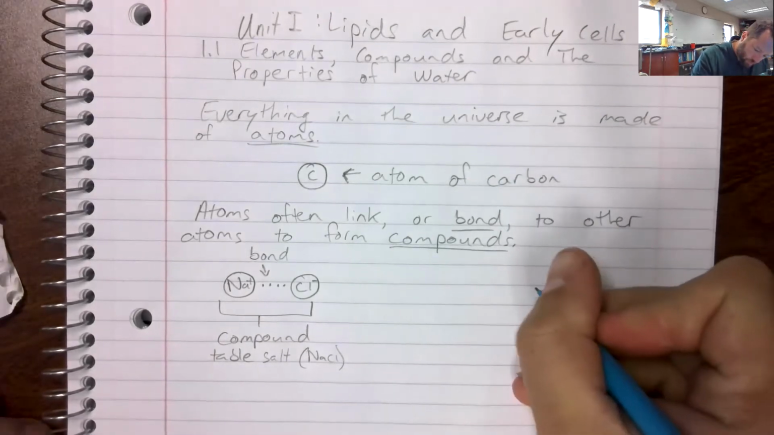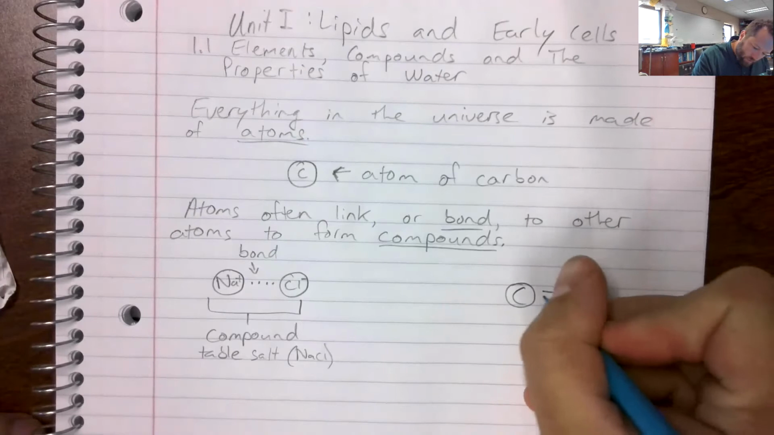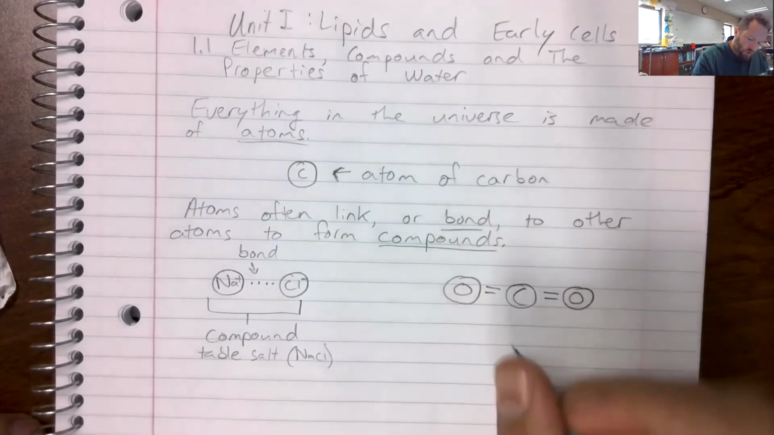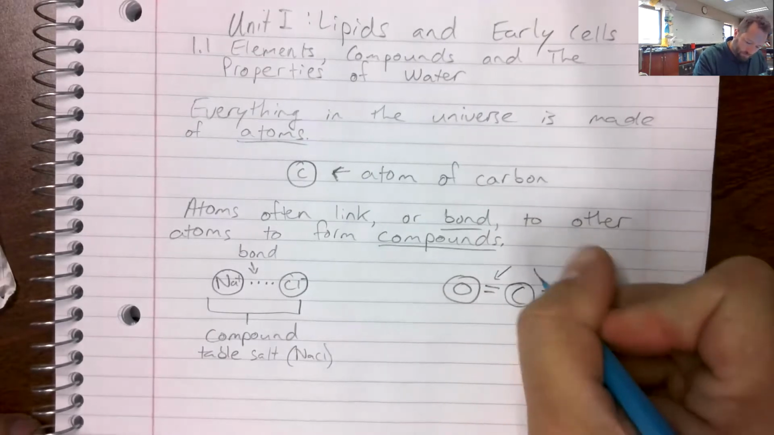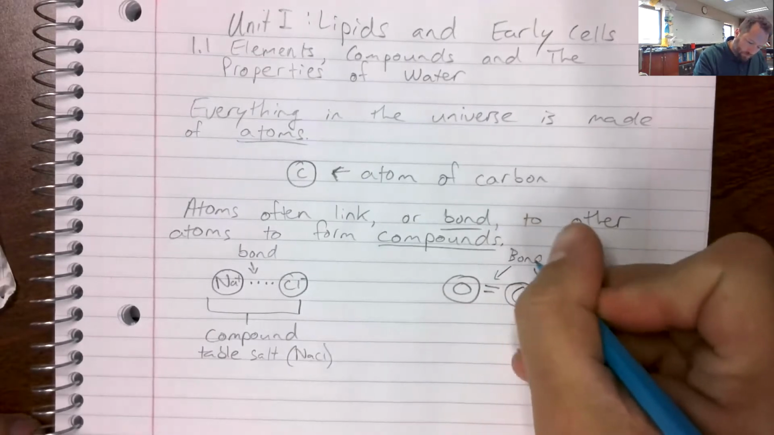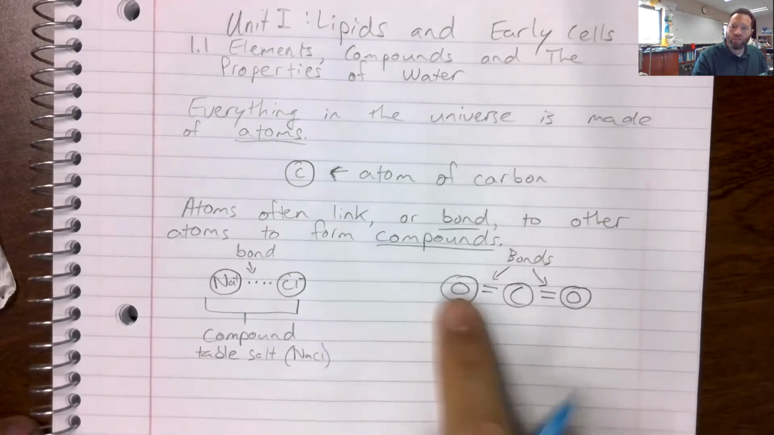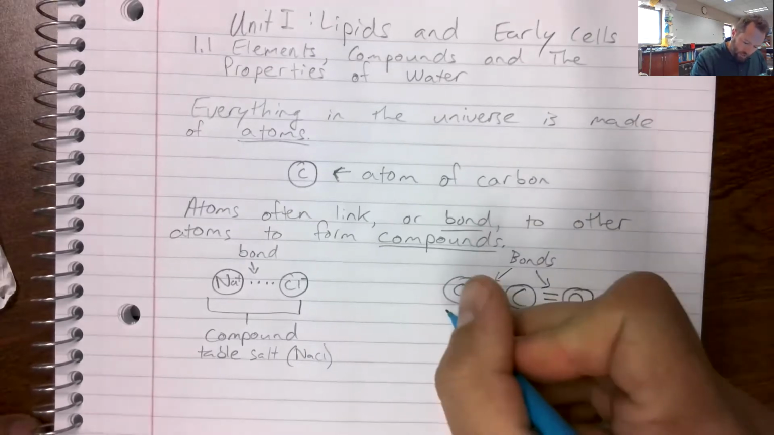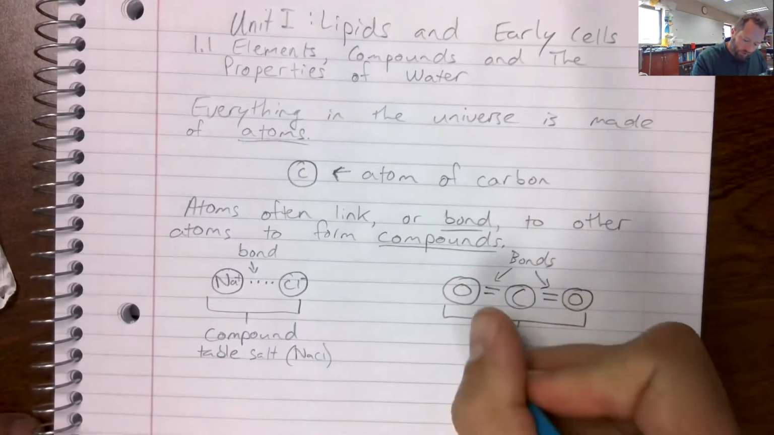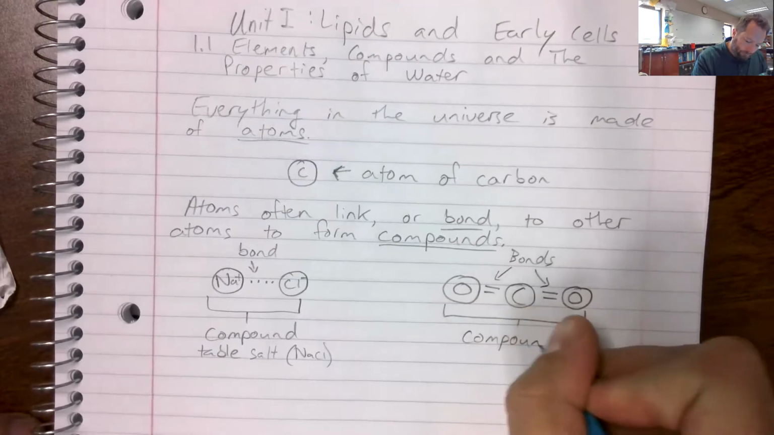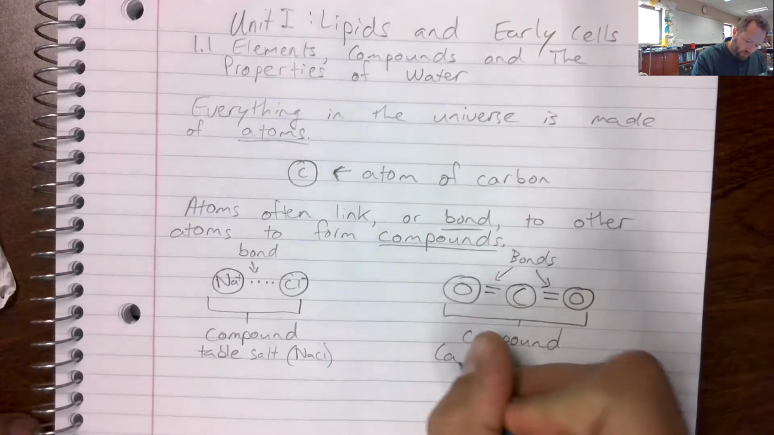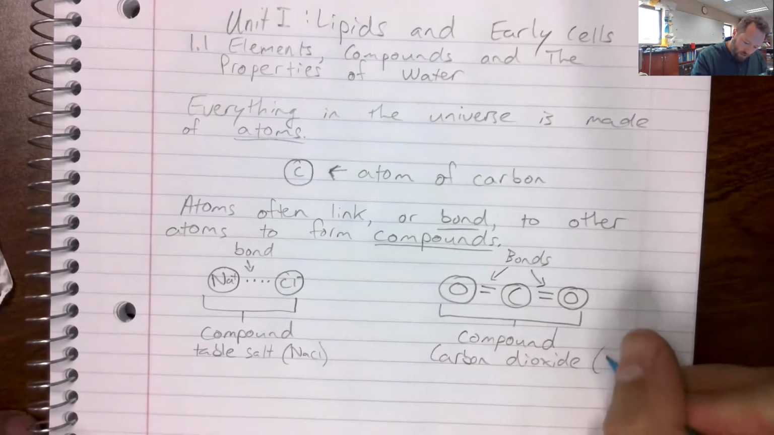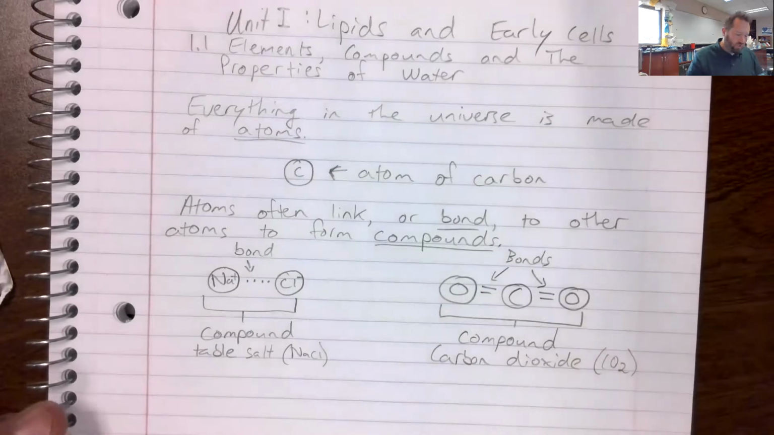Another example, pretty common one. You are exhaling it now as we speak. Carbon dioxide. And there again are the bonds holding the two oxygens to the carbon in the middle. Again, the whole structure here is what we call a compound. And this one specifically is carbon dioxide, a pretty familiar compound to us, CO2.